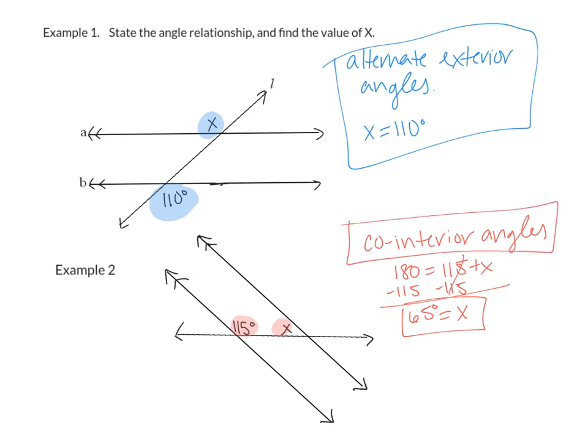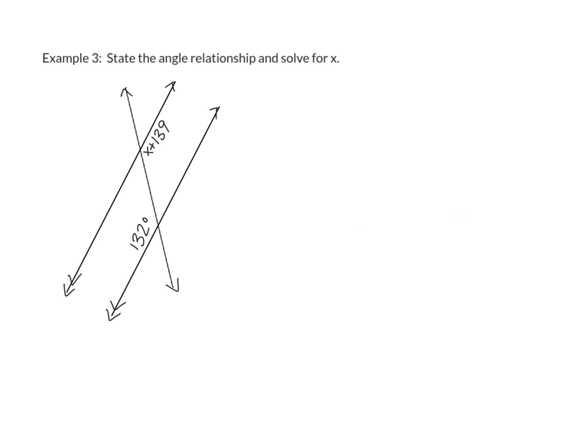What we're going to be getting into now is a similar sort of thing, except we're now going to need to solve equations, like what we just did right here. All right, so for example 3, what we're going to need to do is again state the angle relationship and then solve for x. If you want to pause, you can try to solve it yourself, or you can watch as I go along with this one.